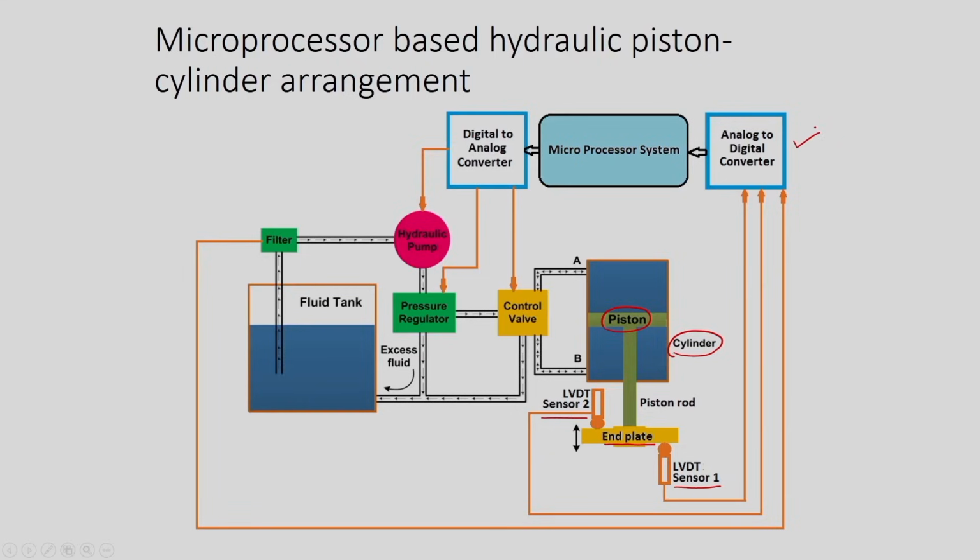Analog to digital converter, microprocessor system, digital to analog converter, and the microprocessor of the system is controlling the operations of the hydraulic pump. The processor is giving signals to the pump, it is starting the pump and switching off the pump. The system is also regulating the pressure inside the system. The processor is also directing the flow of fluid inside the system.